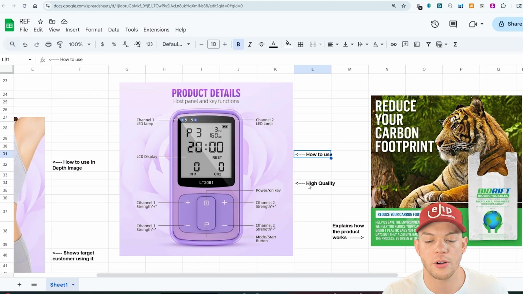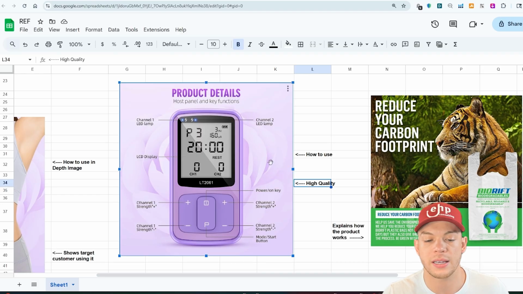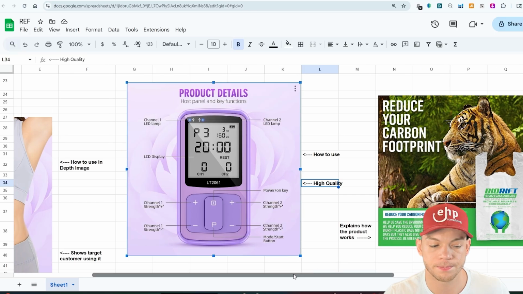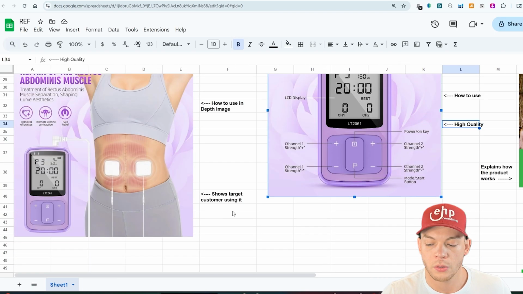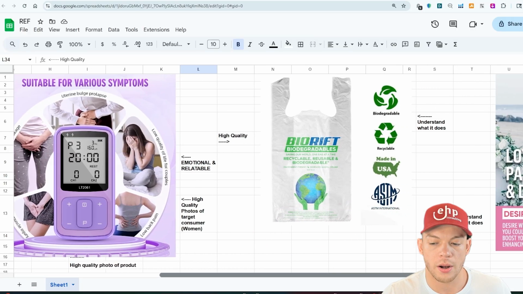They also show you how to use it. This one is a little bit more complicated, so they didn't have this with somebody using it, but they show exactly how to use it. So this is a good example of a product.